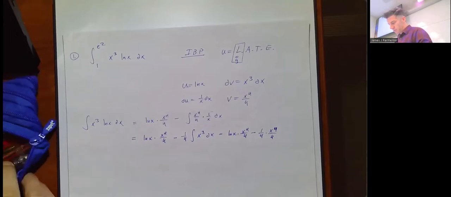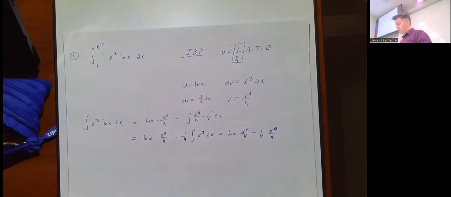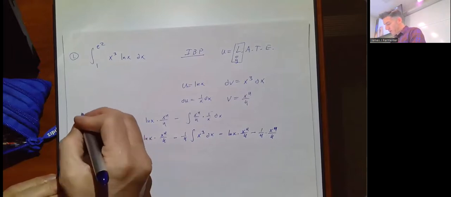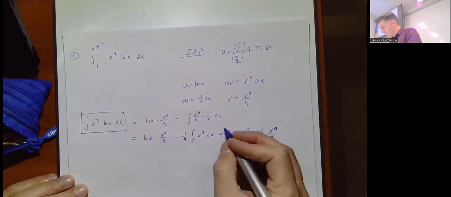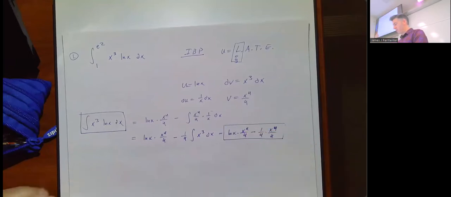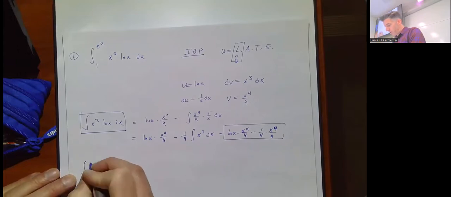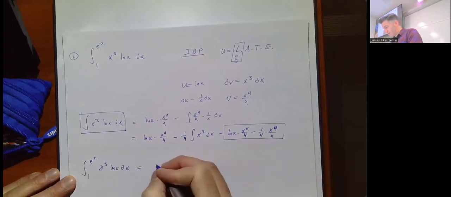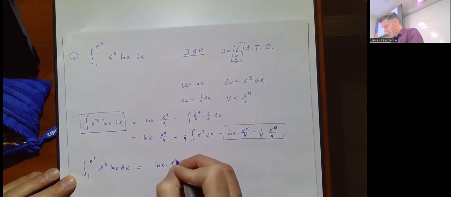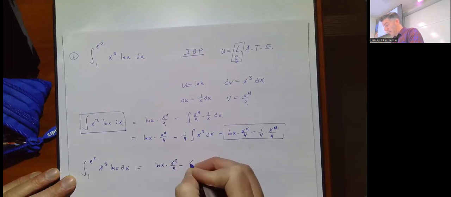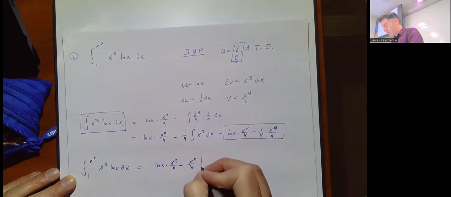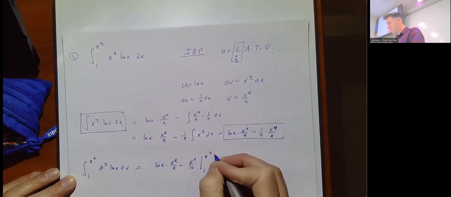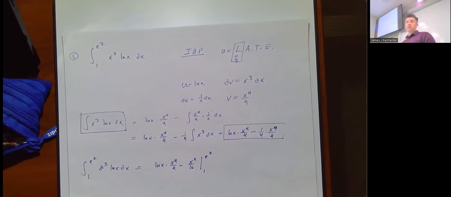So then what I'm going to do is go back and say, okay, well, if the integral of x cubed natural log of x dx is equal to the natural log of x times x to the 4th over 4 minus 1/4 of x to the 4th over 4, then the integral from 1 to e squared of x cubed times the natural log of x dx is equal to all of that: natural log of x times x to the 4th over 4, minus, I'm going to write that as x to the 4th over 16, from 1 to e squared. That's kind of the gist, right?